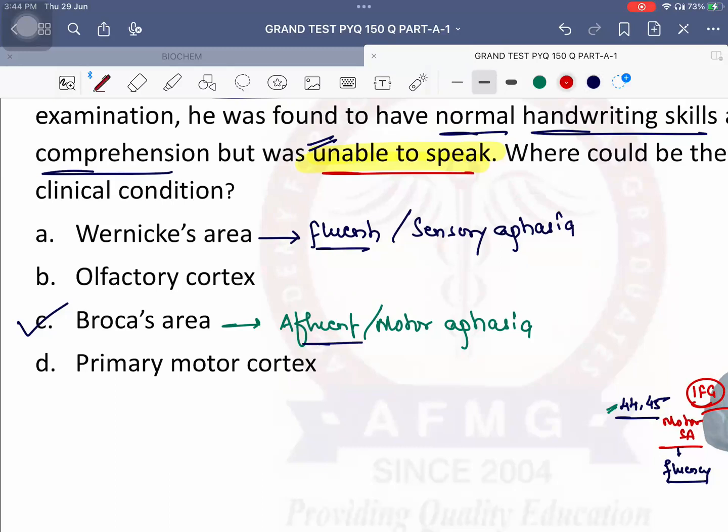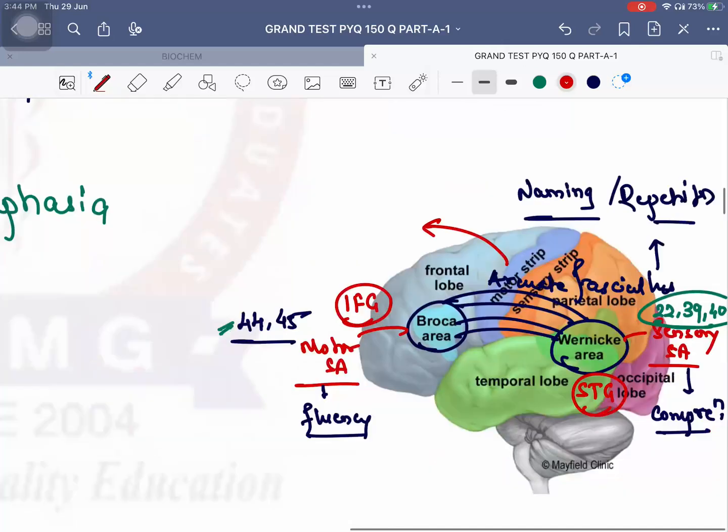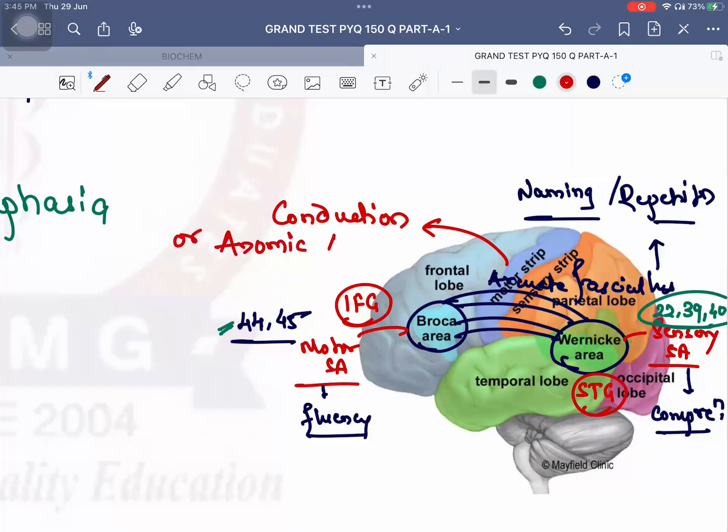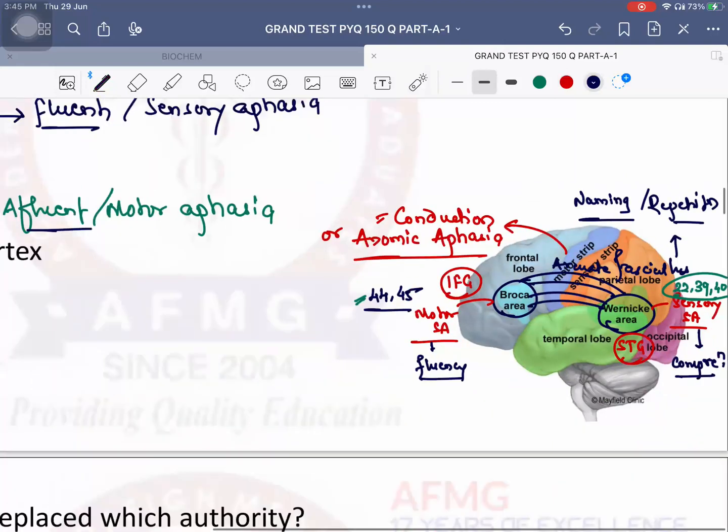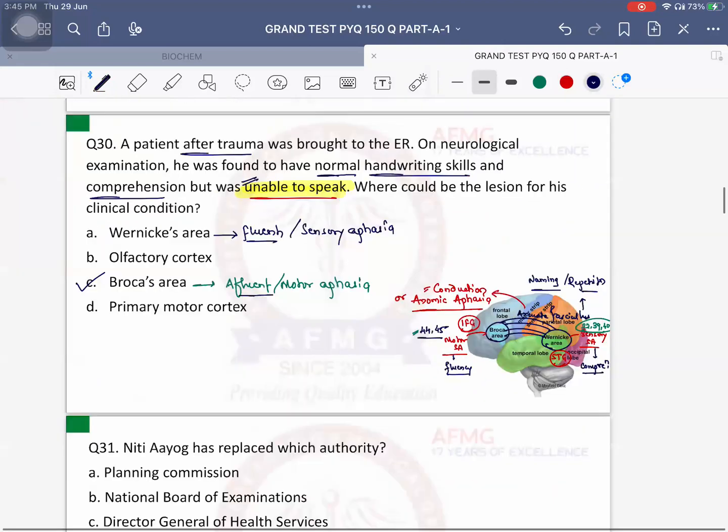Okay, and if there is damage to the arcuate fasciculus, then the naming and repetition is affected. This kind of aphasia will be called either conduction aphasia or anomic aphasia. क्यों? नेमिंग याद नहीं रहती है ना किसी चीज की. Therefore, arcuate fasciculus damage will cause conduction or anomic aphasia. ठीक है? So these are common questions.